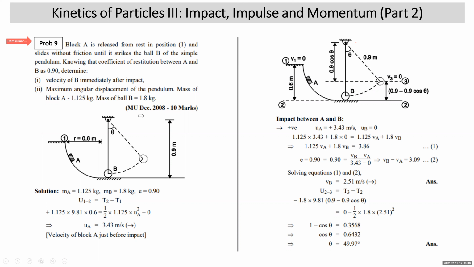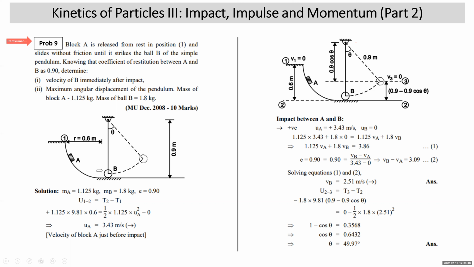This problem is quite identical to the previous problem. The angle theta we got in the previous problem, we get in the same way by applying the work energy principle. In the previous problem, you were given directly the velocity of the bullet with which it will hit the ball of the simple pendulum. Here, first you have to apply the work energy principle to get the velocity of the block just before impact, then you will take up the impact between A and B, and then again you will take the work energy principle to get the maximum angular displacement.